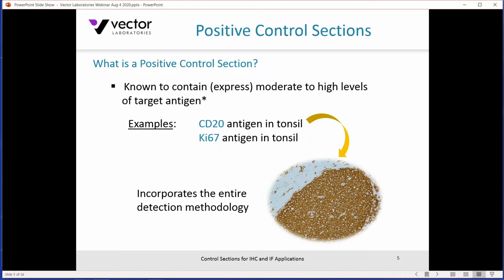Now, as showcased here in that image, positive control sections incorporate the entire detection methodology, which is obviously from antigen retrieval, your quenching, your blocking, primary antibody, and then the rest of the detection reagents, whether it be enzymatic or fluorescence based. Now, I do have a little asterisk up by the definition I've given there, and we'll revisit that a little later on in the presentation. There is an exception to that definition that I'll explain later, so just keep that in mind.